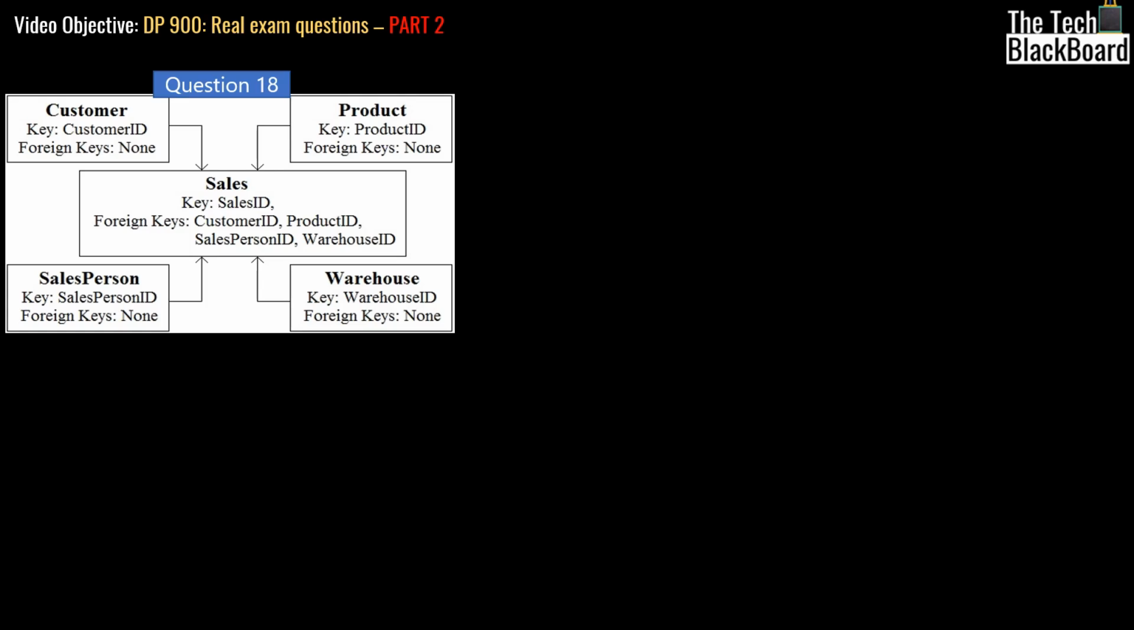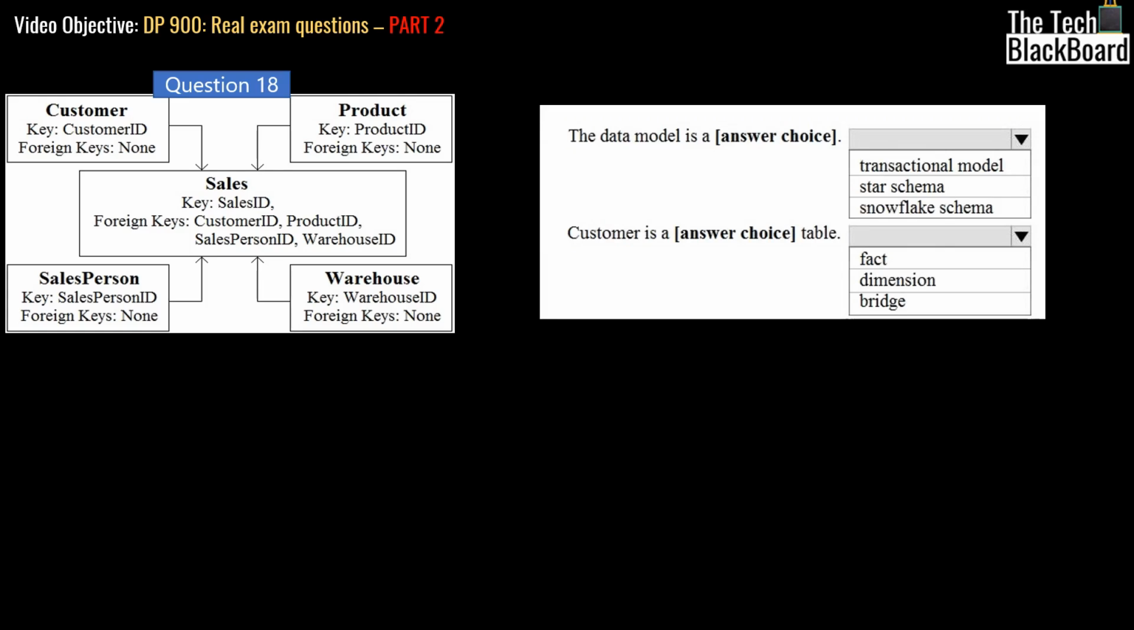So let's see the question. In this question, you are presented with one schema and the information that is contained in the schema. You can see in the center of the schema there is sales. So basically it's recording the sales transactions for some company or application, and you can see the other dimensions which are related to it. You can see the customer information being recorded, the product information, the salesperson who executed the sale, and then we also have the warehouse information.